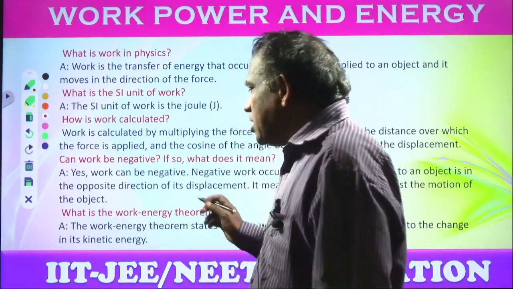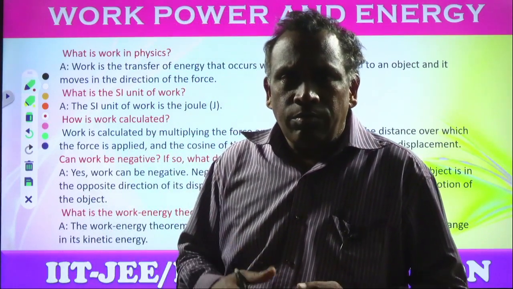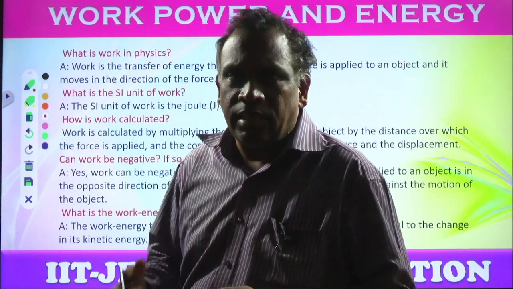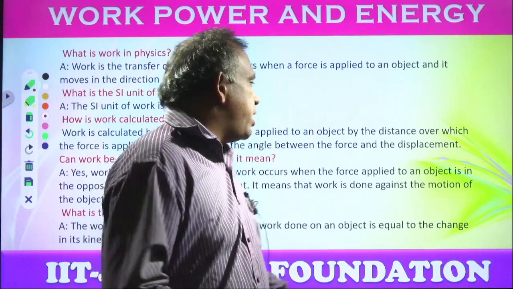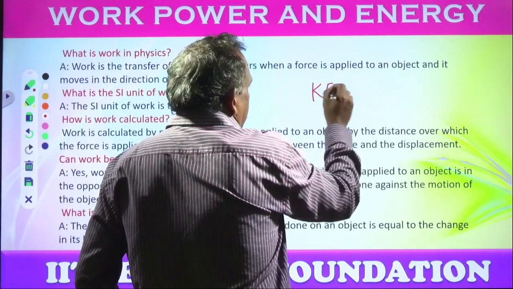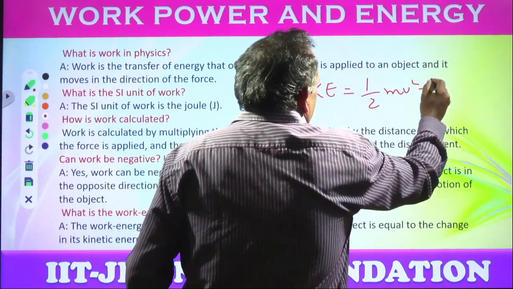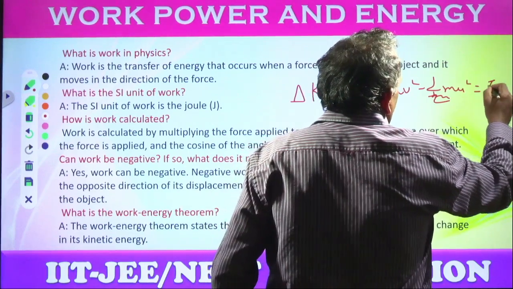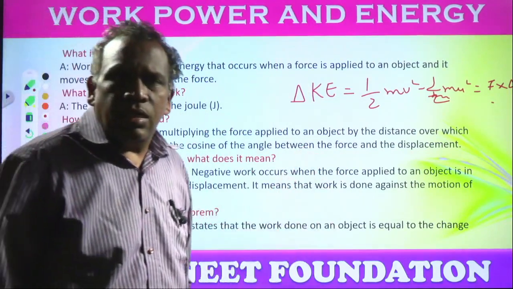What is the work energy theorem? The work energy theorem is that the entire change of kinetic energy, the net kinetic energy, is converted into work done. Work done is equal to the change of kinetic energy, which means final kinetic energy minus initial kinetic energy. That is half mv square minus half mu square, which is equal to force into displacement. This is known as the work energy theorem.